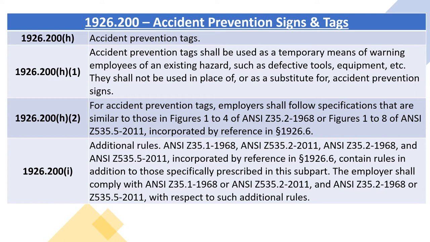1926.200(i), Additional Rules. ANSI Z35.1-1968, ANSI Z535.2-2011, ANSI Z35.2-1968, and ANSI Z535.5-2011, incorporated by reference in Section 1926.6, contain rules in addition to those specifically prescribed in this subpart. The employer shall comply with ANSI Z35.1-1968 or ANSI Z535.2-2011, and ANSI Z35.2-1968 or Z535.5-2011, with respect to such additional rules.